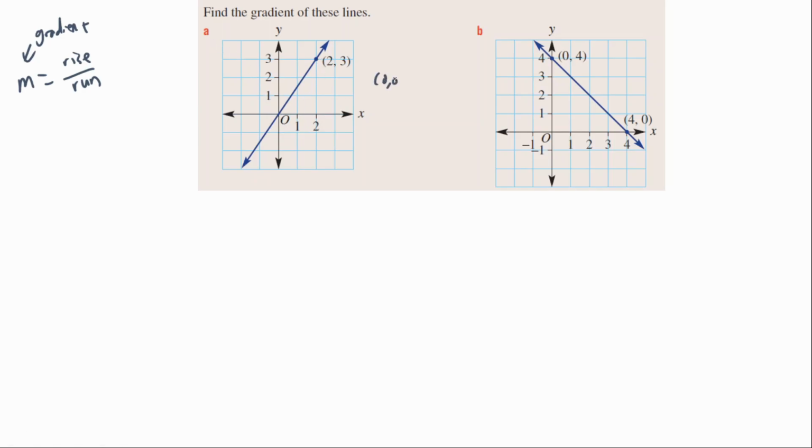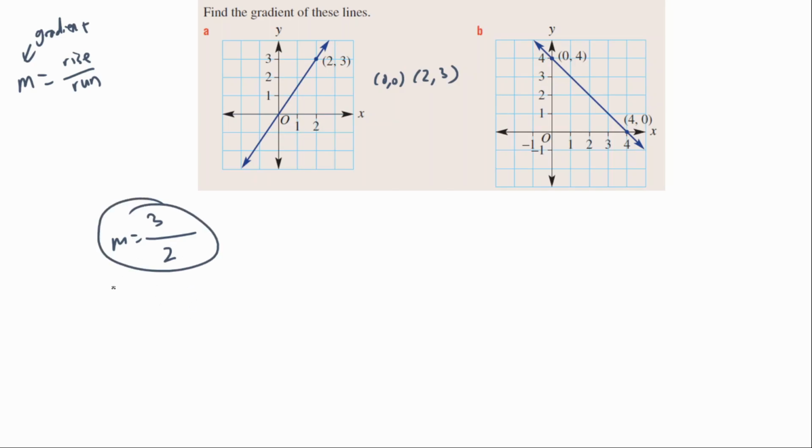So it'll be 0, 0, and 2, 3. So to get from 0 to 2, we're going up 3 spaces. So the rise will be 3. And we're going to the right 2 spaces. So the run will be 2. I'll just make that a bit neater. It's 3 over 2. So your gradient is 3 over 2.